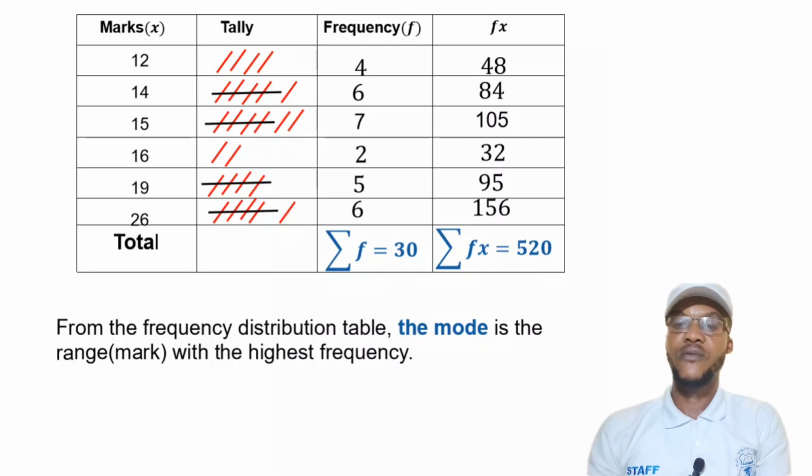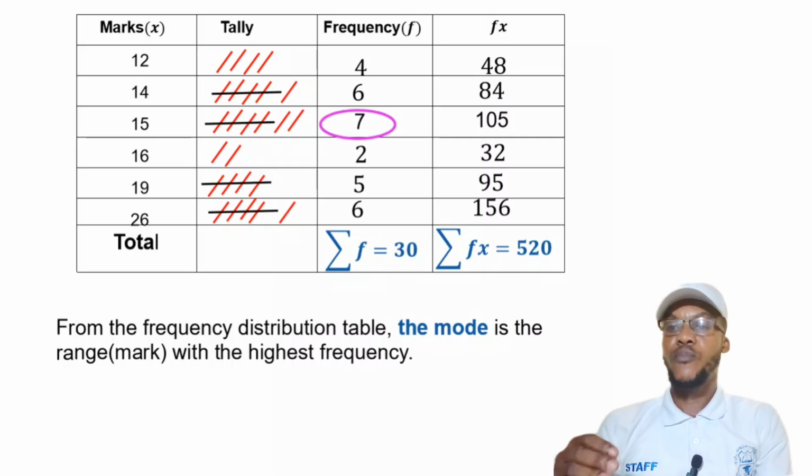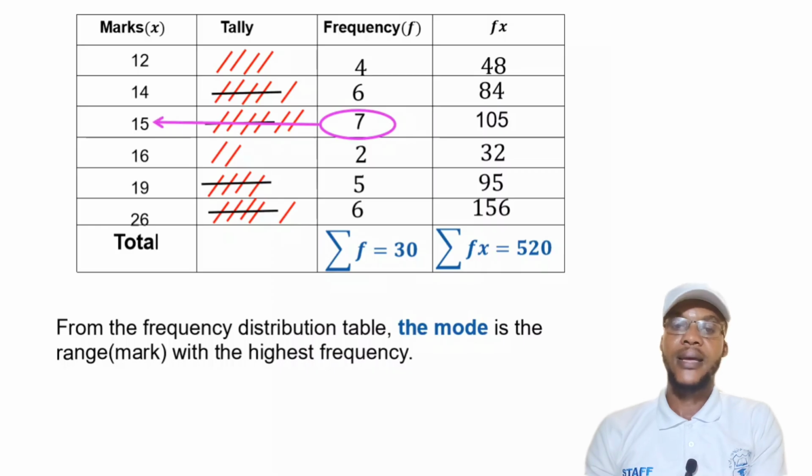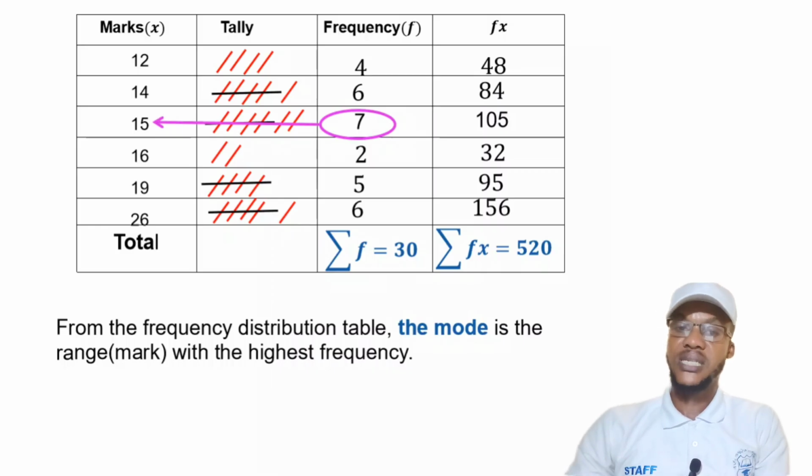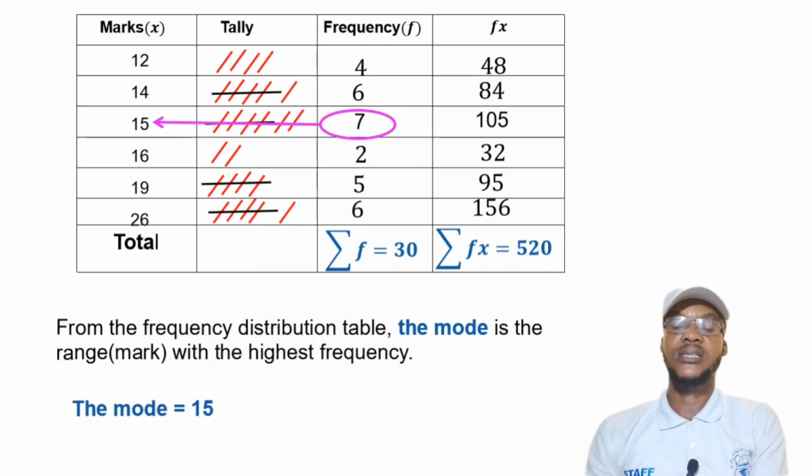So if you go through the frequency, you realize that 7 is the highest frequency among all these frequencies. That means the particular group of people who are more than the rest, at a particular mark. So 7 people are more than the others, so you trace its corresponding mark, and that becomes your mode. It means that our mode is 15, because it is the mark with the highest frequency. So please take note, most of the time students make mistakes here.